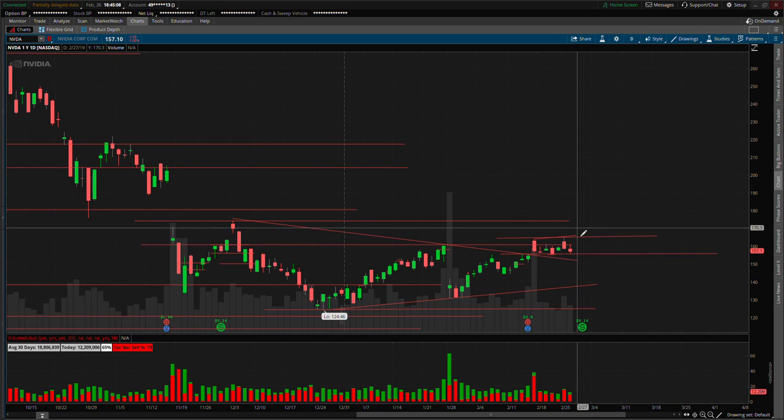But if we can break above higher, then we'll be testing this high right here for around 174, and then maybe even higher than that. So we're just trading range bound, and we're waiting for a breakout.